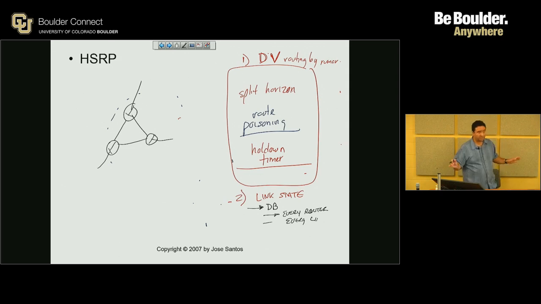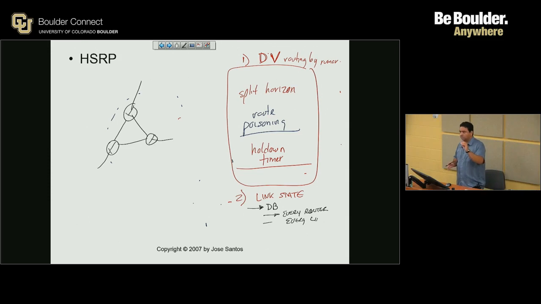Don't do any calculation for me. Don't change the information. Don't tell me you know how to reach network A. Either you own network A or you know someone who knows who owns network A. But don't tell me you own something that doesn't belong to you. Okay? That information gets distributed in something called LSAs. You're going to see those in detail next week.